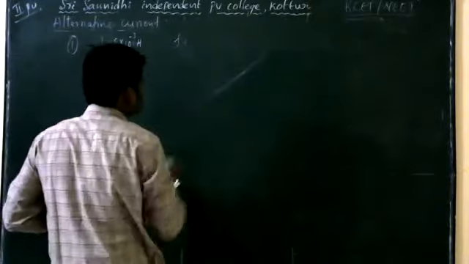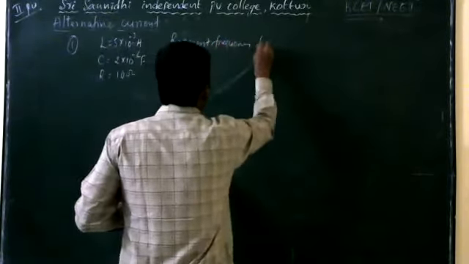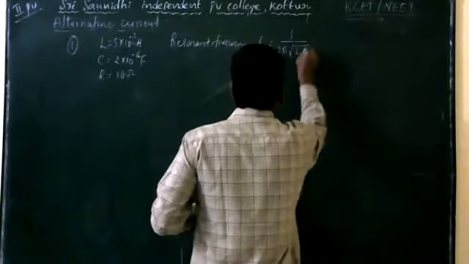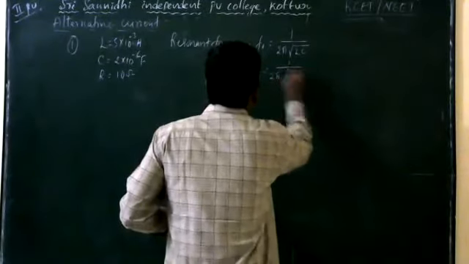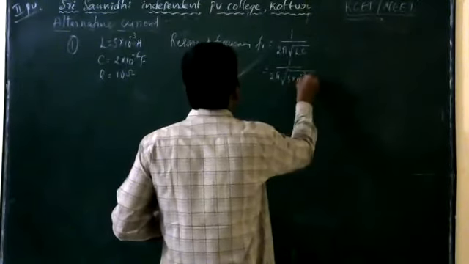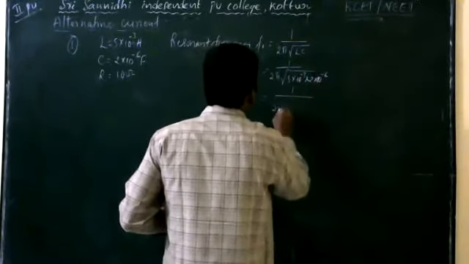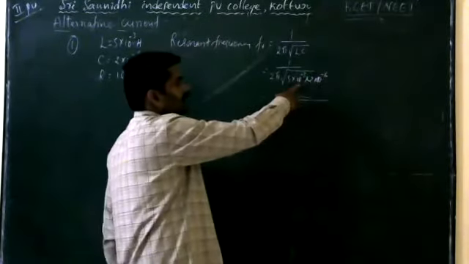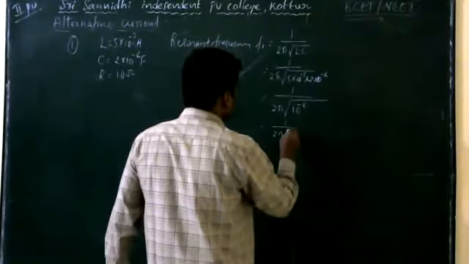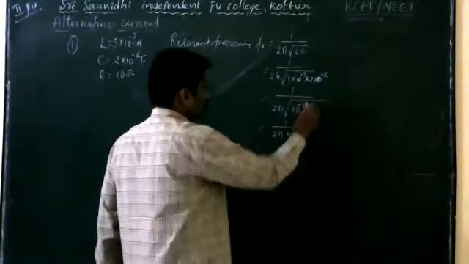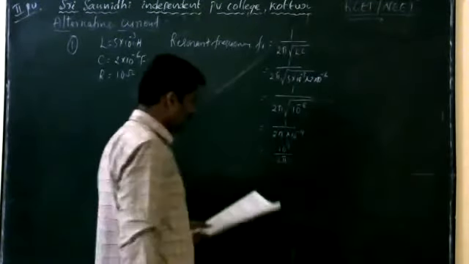Maximum power dissipation occurs at resonance, so the resonant frequency is equal to 1 by 2 pi into root of LC. So 1 by 2 pi into root of 5 into 10 to the power of minus 3 into 2 into 10 to the power of minus 6. That is 1 divided by 2 pi into root of 10 into 10 to the power of minus 9, which is 10 to the power of minus 8. So 1 divided by 2 pi into 10 to the power of minus 4. Transferring to the numerator, 10 power 4 divided by 2 pi.